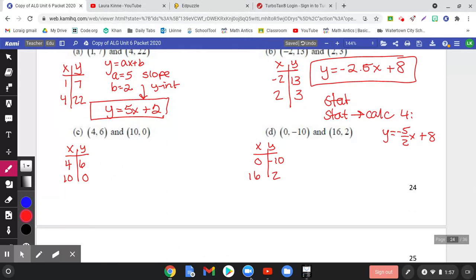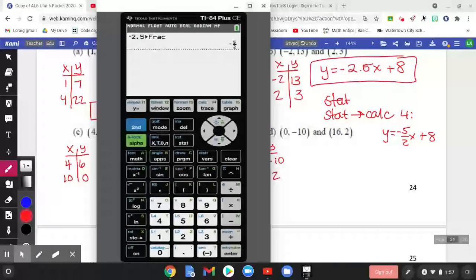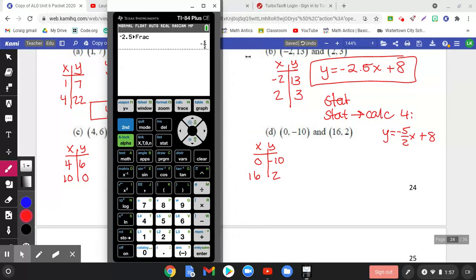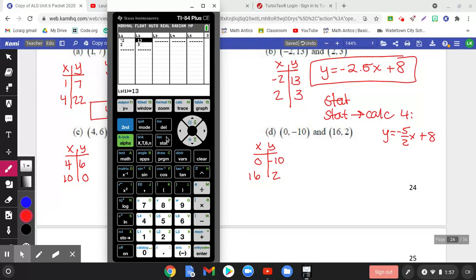Okay, so 4, 6, and 10, 0. Let's go back to our table. All right, so stat, enter. And actually, you could probably put the numbers in over top of these. 4, enter. 10, enter. And then for these, 6, enter. 0, enter. Double check it. Is it the 4, 6 and 10, 0? 4, 6, 10, 0? Yep.